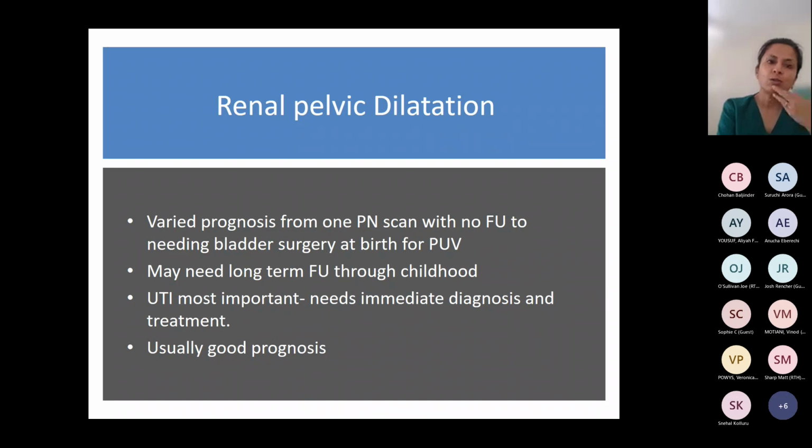We've already talked about what to do. Usually there is a good prognosis with renal pelvic dilatation, but obviously it varies from just needing one postnatal scan and it being resolved, to needing bladder surgery at birth for PUV. So the prognosis is varied and depends upon all these findings. As you can see, it can be renal pelvic dilatation, but one couple might be going through a very different pathway and a very different discussion and feeling very differently about it to another couple. So, realizing that the same name doesn't necessarily mean the same kind of prognosis.